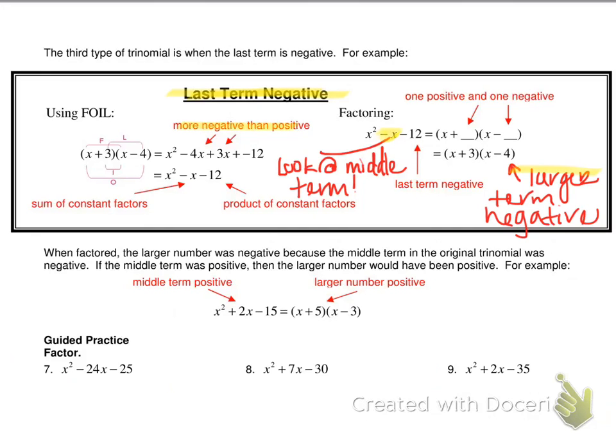So make sure that you look at the middle term. If it's negative, make sure that your larger factor is in the parentheses with the negative. If it's positive, make sure that your larger number is in the parentheses with the positive. Okay?